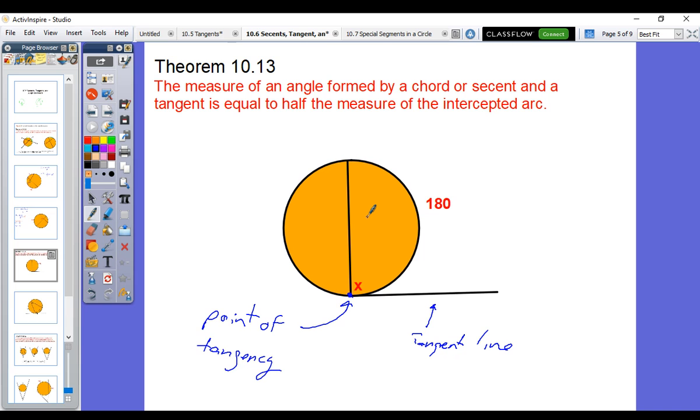It could be going through the center, could not be, not sure. But what this is saying is anytime some chord, secant, anything intersects a tangent line at the point of tangency, this angle right here is half of the arc that's in there. So the arc of this angle goes from this point right here all the way around until the point of tangency. So it goes all the way to the actual angle itself right there. So in this case, since this is 180, the value of this angle then is half of that, 90. Let's practice that a little more.